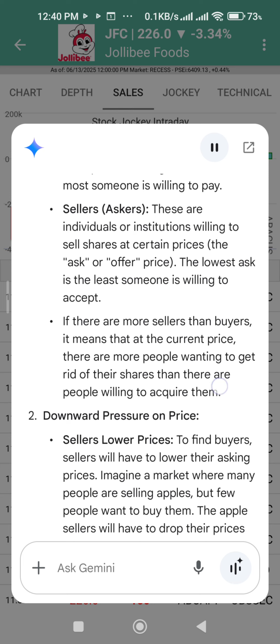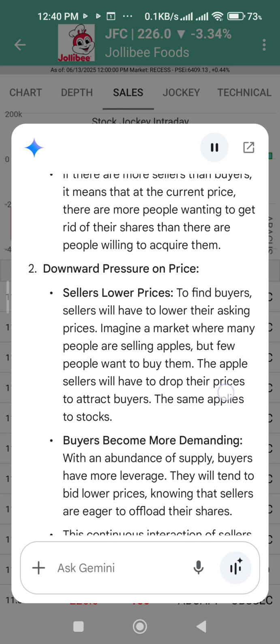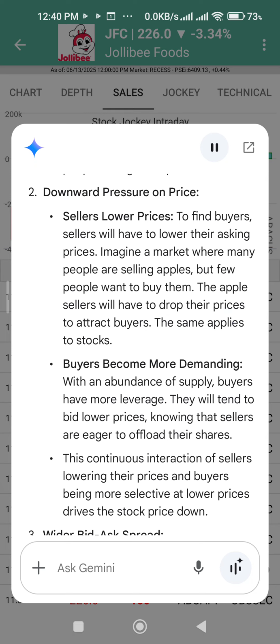2. Downward pressure on price. Sellers lower prices. To find buyers, sellers will have to lower their asking prices. Imagine a market where many people are selling apples, but few people want to buy them. The apple sellers will have to drop their prices to attract buyers. The same applies to stocks.